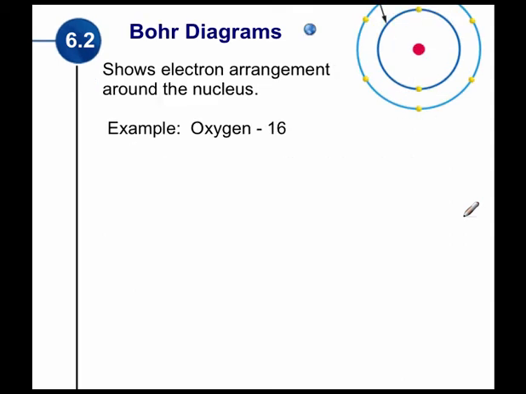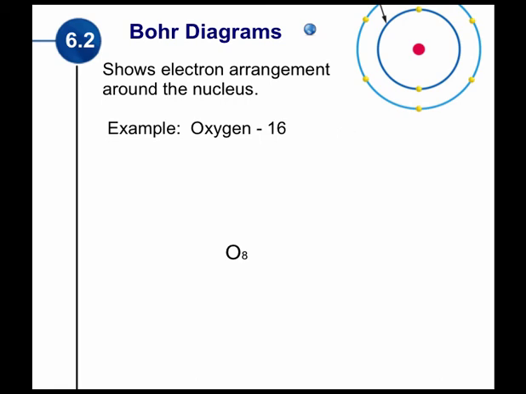So let's do an example to show you what we mean. Let's look at oxygen 16. Now remember, this number 16 is the number of protons and neutrons. So if we follow the first step, we need to look at the periodic table to find the symbol for oxygen and the atomic number for oxygen. Now if you look at your periodic table, you will see that the symbol for oxygen is O and the atomic number is 8.